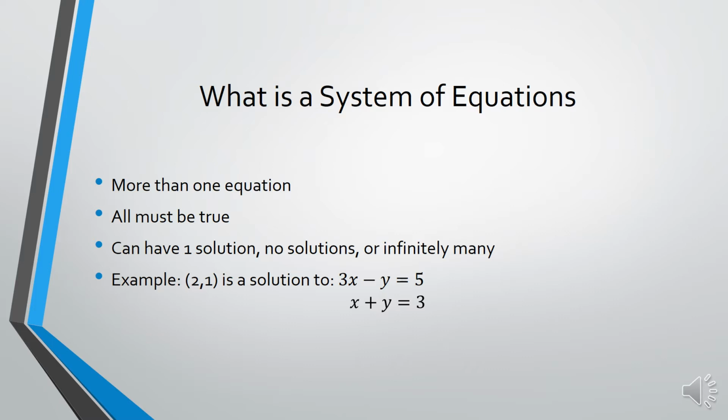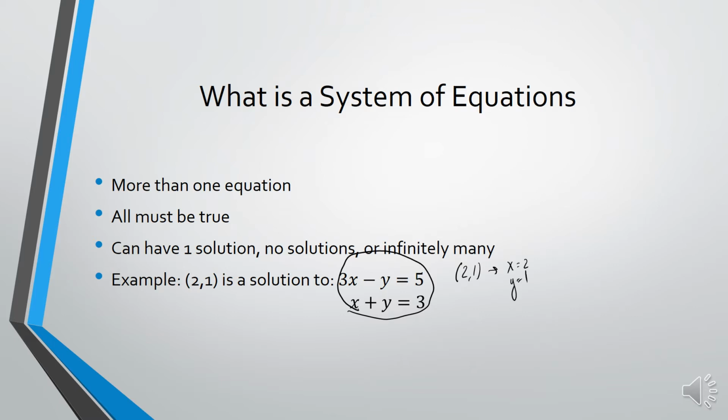Here's an example of what a solution would look like to this system of equations. These are two equations that we want both of them to be true at the same time. So the goal is to find a solution where both of these are true. We can verify that (2, 1) is a solution. What that means is that x is equal to 2 and y is equal to 1.